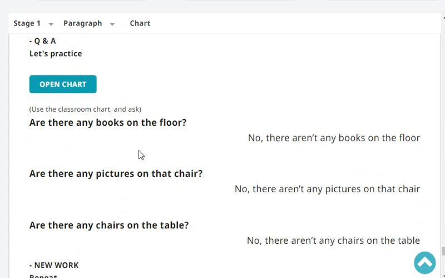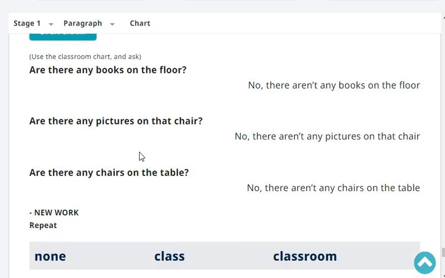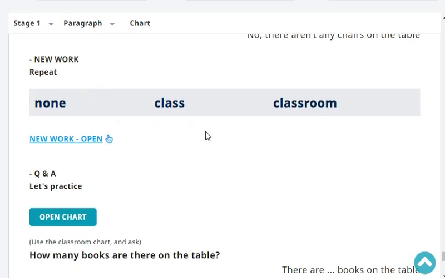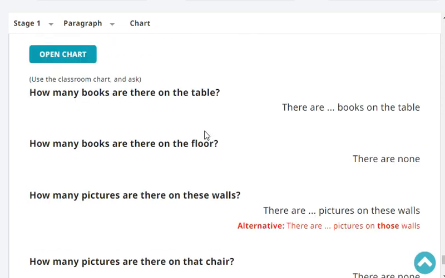Are there any books on the floor? No, there aren't any books on the floor. Very good. Are there any pictures on that chair? No, there aren't any pictures on that chair. Very good. Are there any chairs on the table? No, there aren't any chairs on the table. Very good.